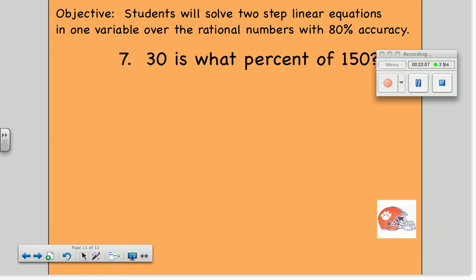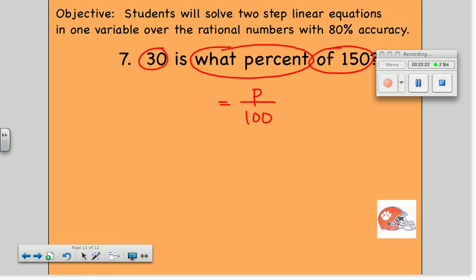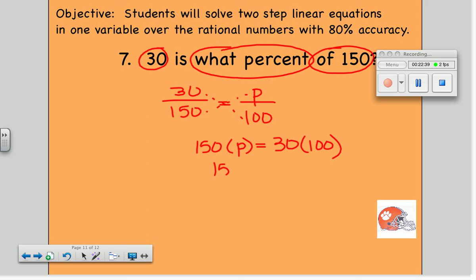And this is the last one. 30 is what percent of 150? So again, I have what percent? I don't know the percent. That's P over 100. 30 out of 150. Cross multiply. 150 times P is equal to 30 times 100. 150 times P is 150P. 30 times 100 is 3,000.